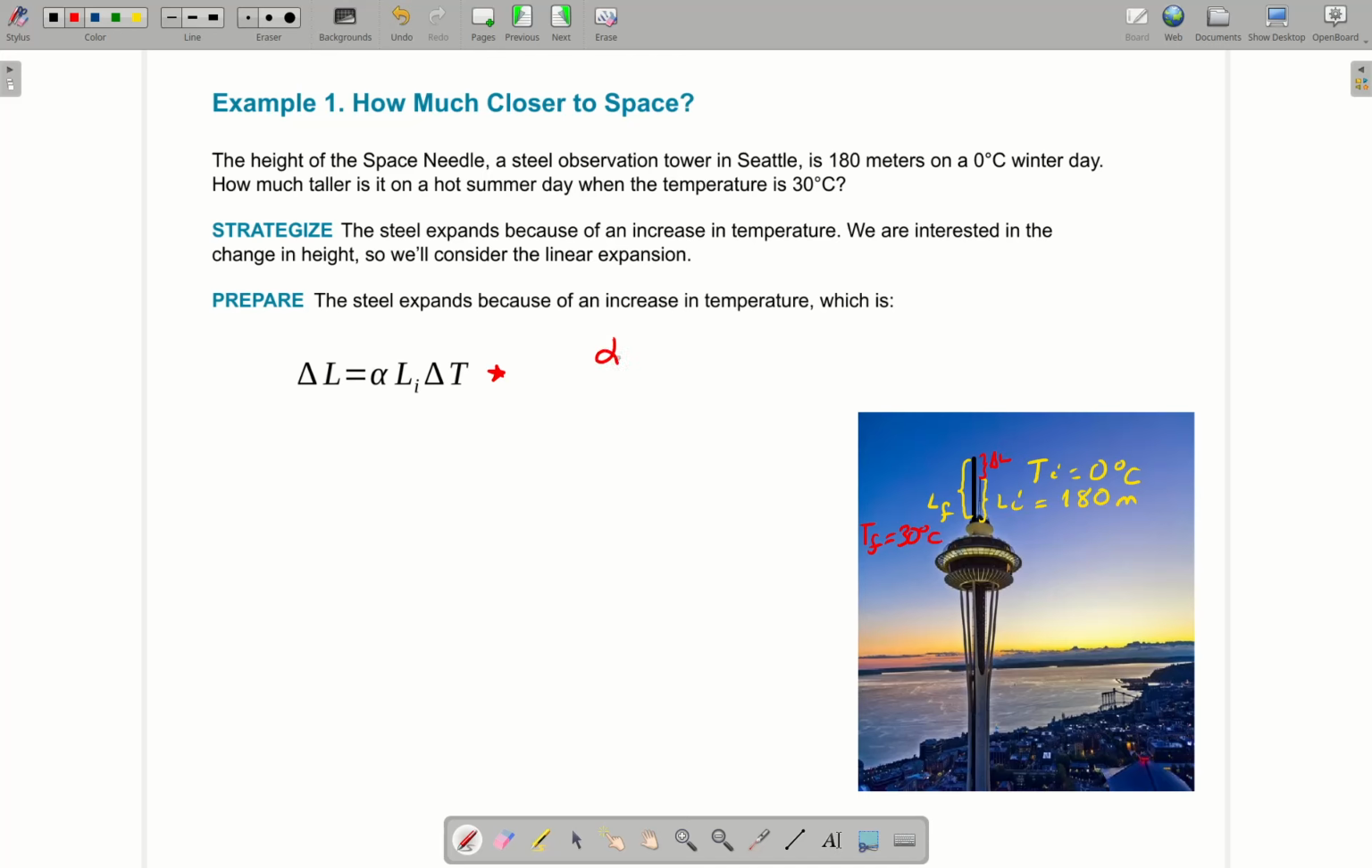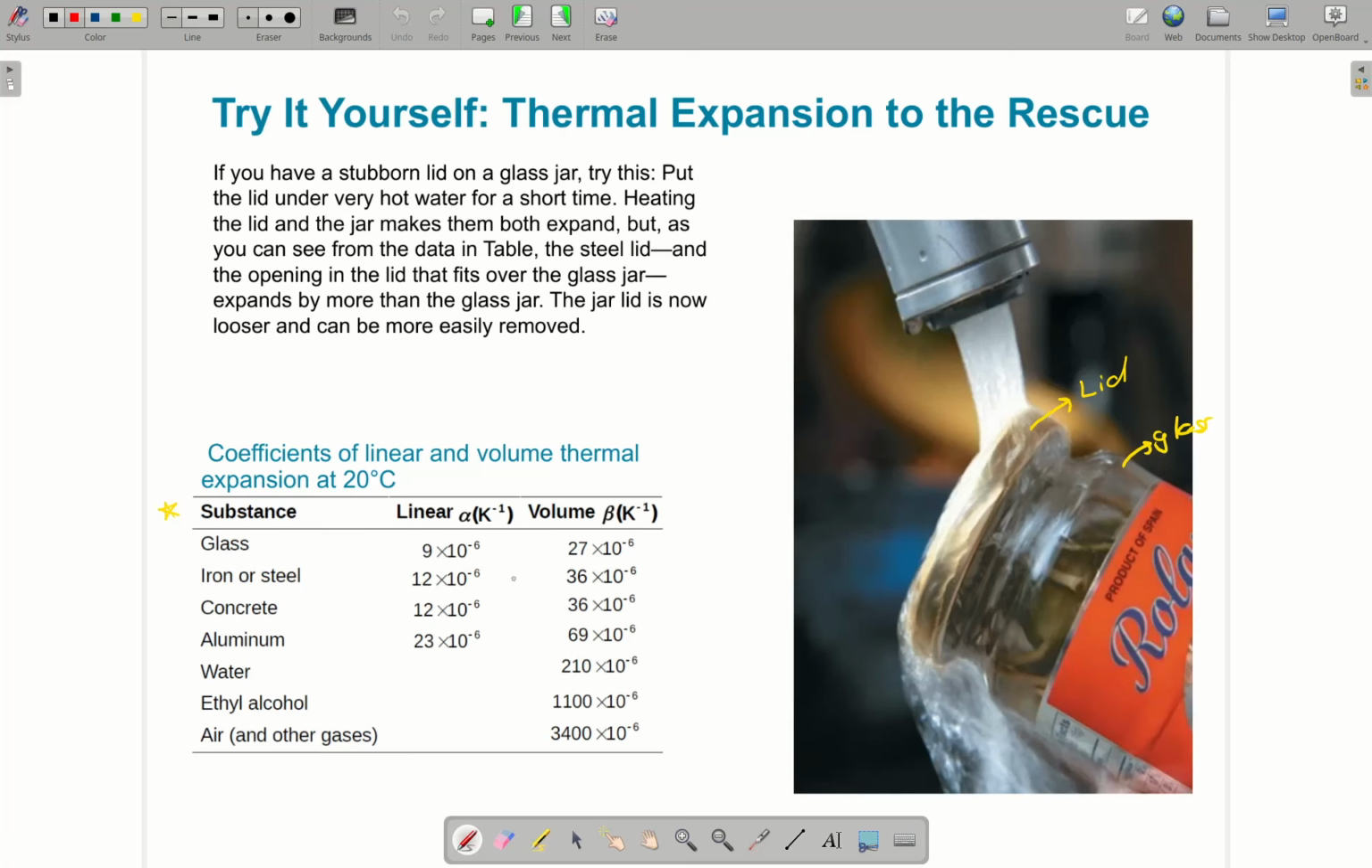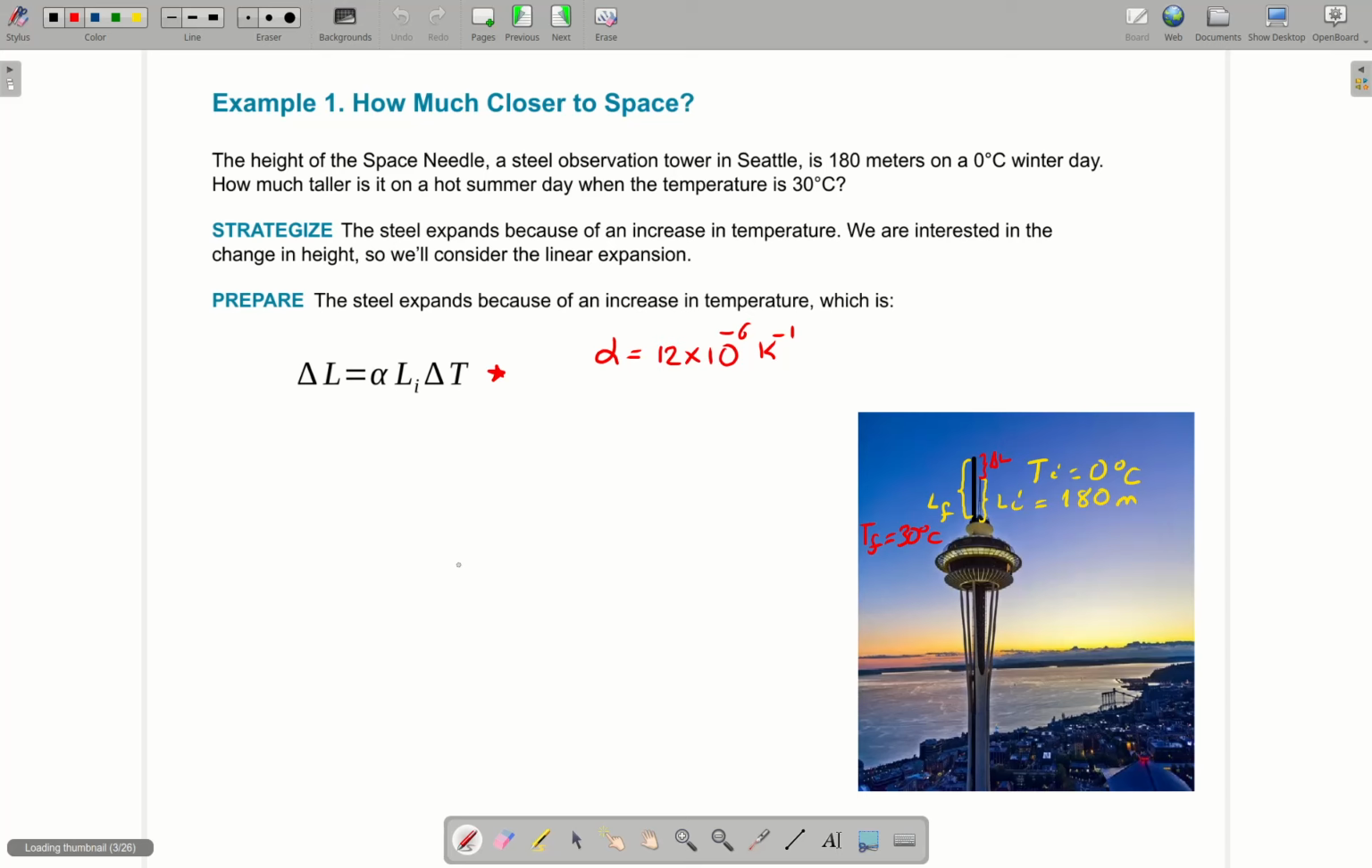Notice here I have alpha as Kelvin to the -1, so I have to convert temperatures to Kelvin. Alpha for the steel, the Space Needle is made out of steel, and alpha for the steel is given as 12 times 10 to the -6 Kelvin to the -1. I checked that from my table given here. We're looking at linear expansion, how much longer the needle gets, so the linear expansion coefficient.